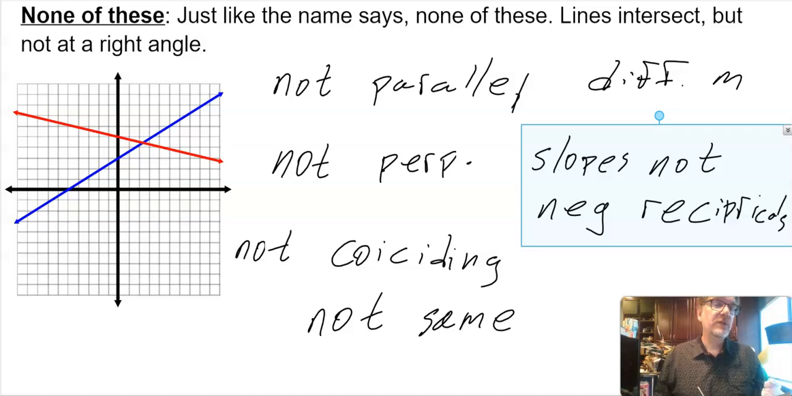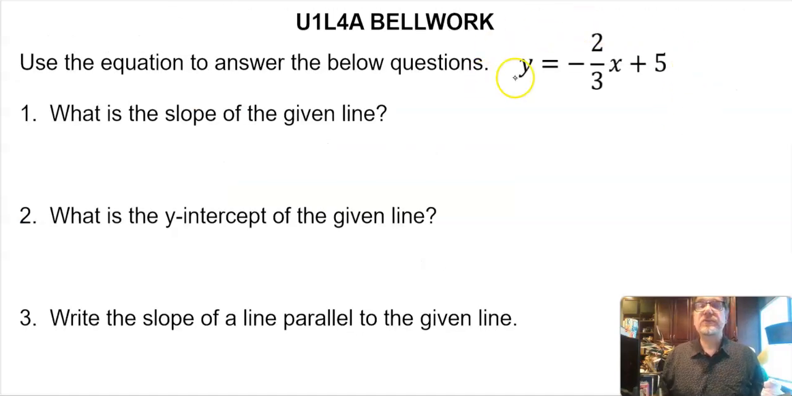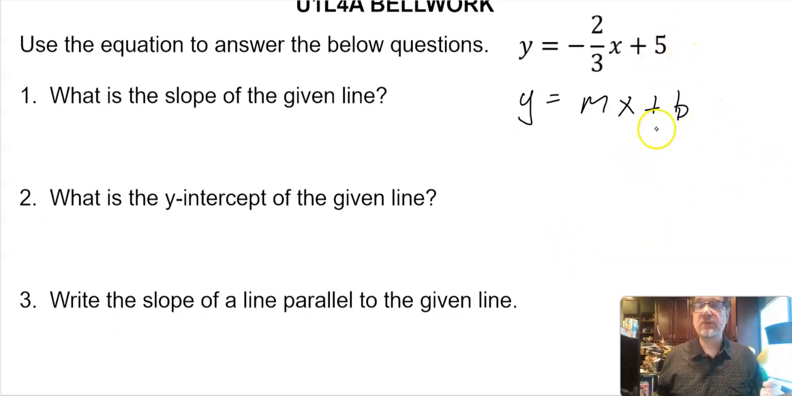Cool. All right, let's take a look at this bell work now. Use this equation to answer the questions below. I would like to remind you, this is my line, y equals negative 2/3 x plus 5. All my lines are in the form y equals mx plus b. Remember, slope is always the number in front of x. The y-intercept is the number by itself. So the y-intercept is 5.